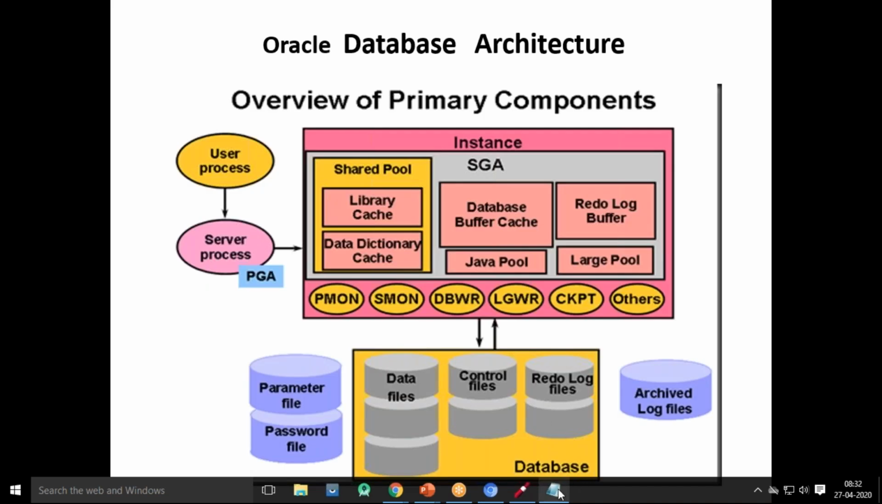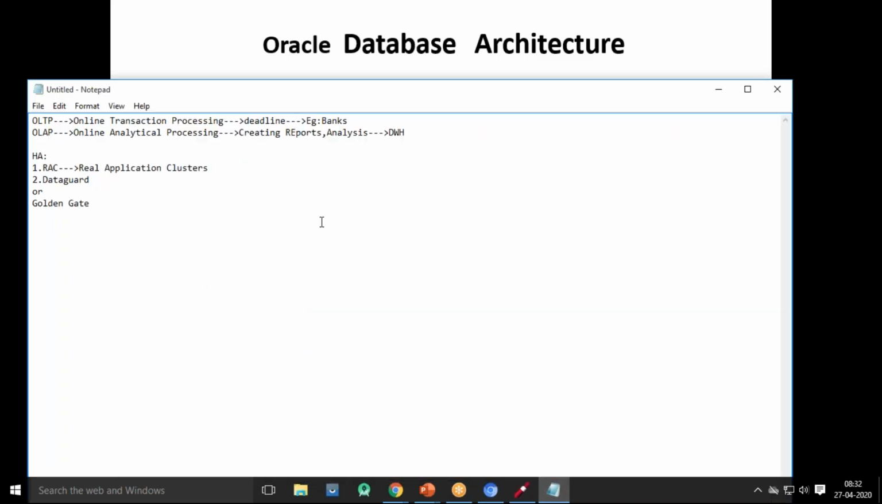So here we'll see what these are. That is SGA, or System Global Area. System Global Area, SGA. What is the abbreviation for this? System Global Area, or Shared Global Area, we used to say Shared Global Area.